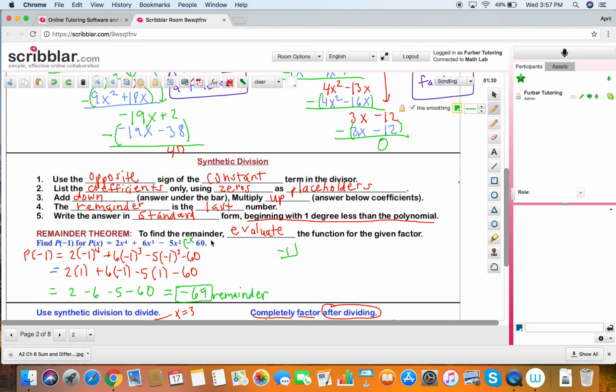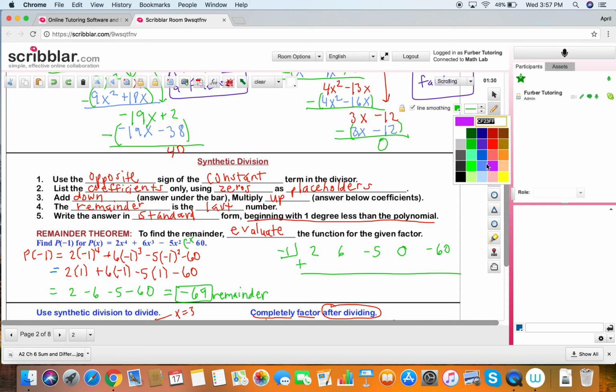So when we get to that place, we're going to have to put in a 0. Okay? So I have 2, 6, -5, 0, because I got to leave a placeholder, and then -60. And now I'm going to do synthetic division and see if I get a remainder when I get to this last column, if it's the same thing as -69.